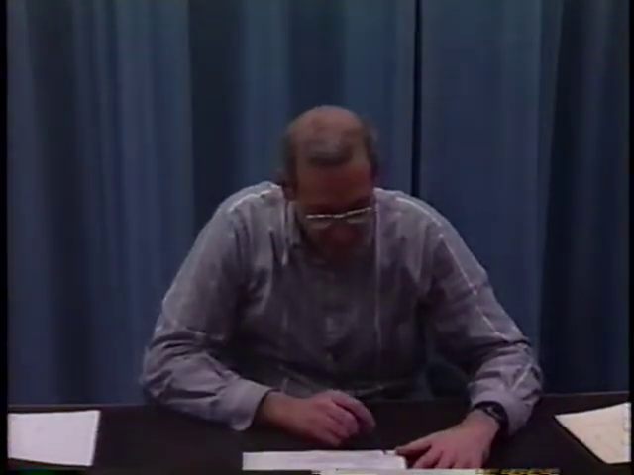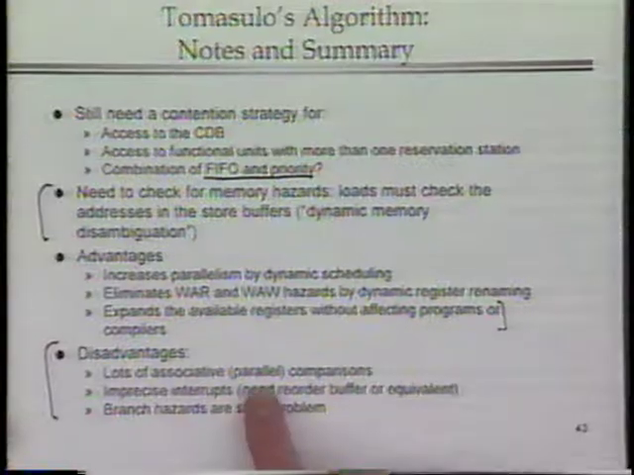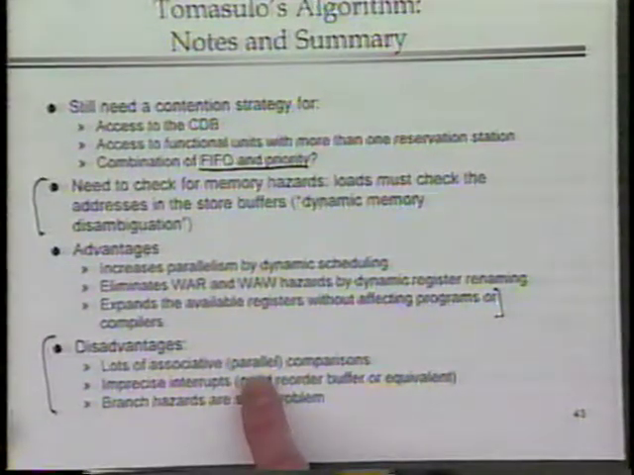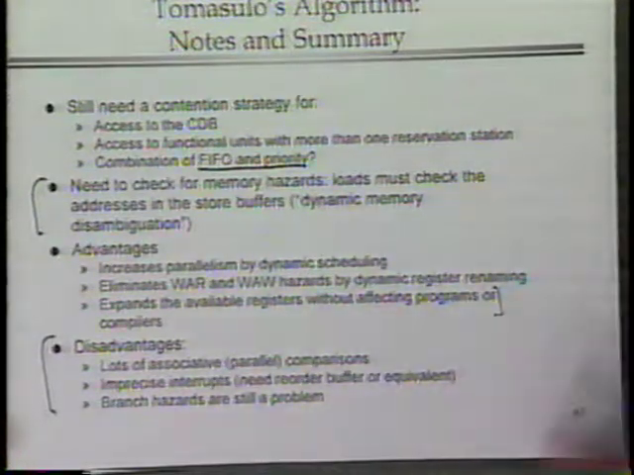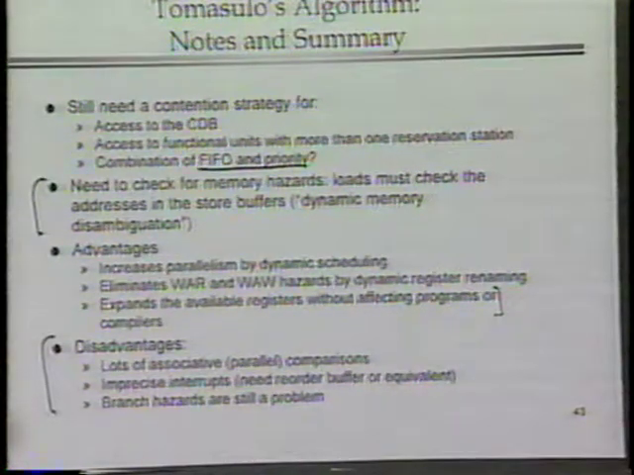So those are the advantages. What are the disadvantages? Well, it takes a lot of hardware. There's a lot of parallel comparisons going on. All the functional units and all the store buffers are comparing very much like operand forwarding that we saw in the DLX pipeline, but to the nth degree. They're doing lots of parallel comparisons.